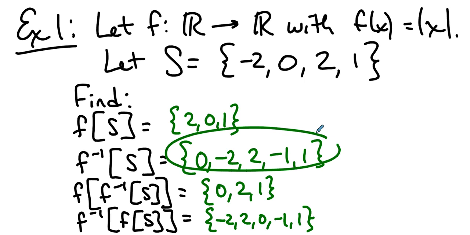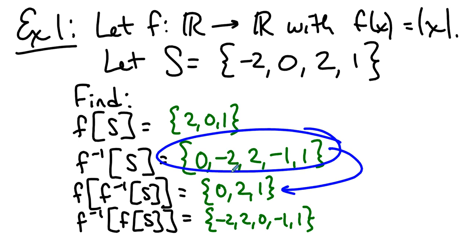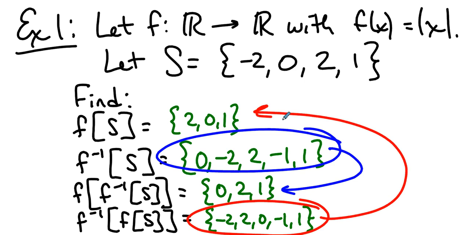So all of these numbers map to those. The negatives map to positives. The positives also map to positives. And then the preimage of those sets. So all of these numbers are the ones that map to those. That's the way that goes.